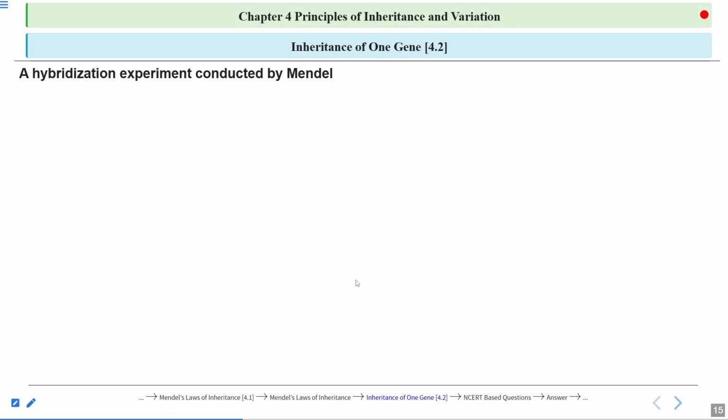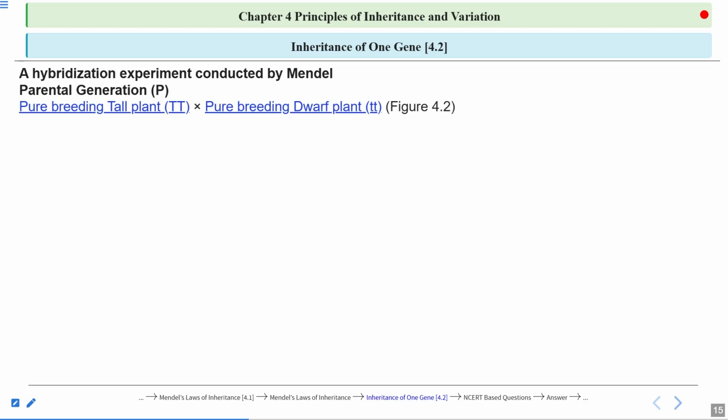Now let's talk about the hybridization experiment conducted by Mendel. First of all, Mendel chose the parental generation, which is written as P. Let's take an example. Suppose Mendel crossed a pure breeding tall plant with a pure breeding dwarf plant. These are pure breeding, means they are homozygous for a particular character. So the tall plant will have genotype capital T. The pure breeding dwarf plant will have small t. Both are pure breeding. They have been created by repeated selfing.